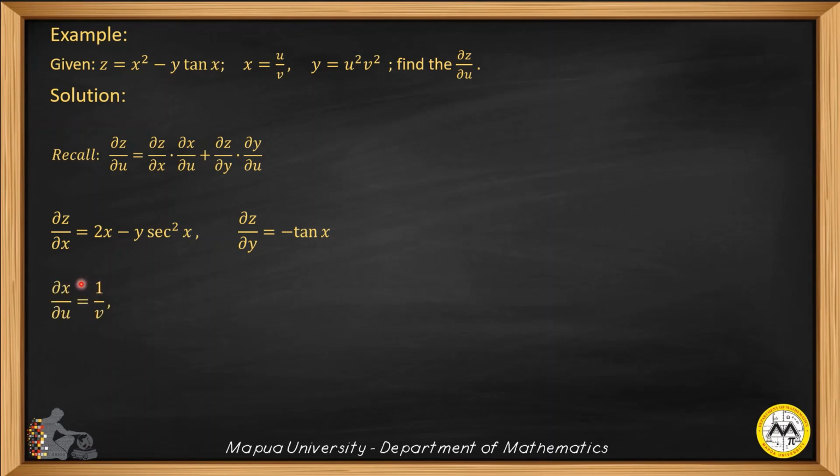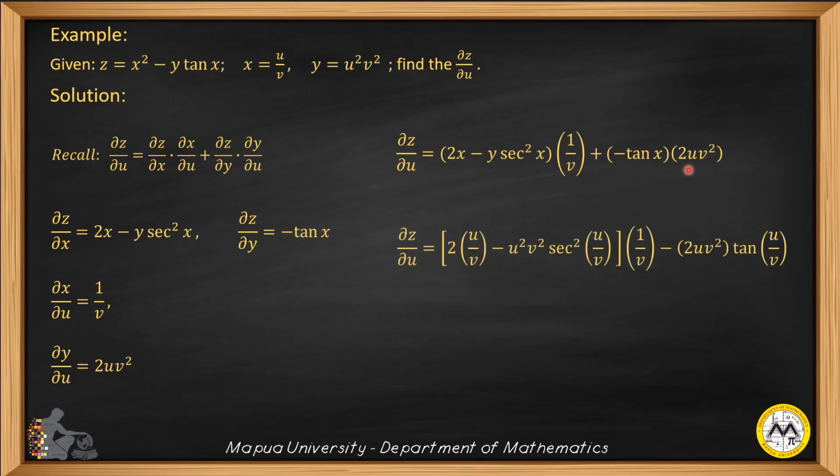And then the partial derivative of x with respect to u on this basis, holding v constant, would just be equal to 1 over v, and the partial derivative of y with respect to u will be equal to 2u times v squared. And with this, we can now work out the partial derivative of z with respect to u, given by the partial derivative of z with respect to x times partial derivative of x with respect to u plus the partial derivative of z with respect to y times partial derivative of y with respect to u.